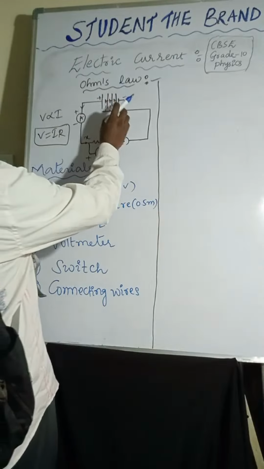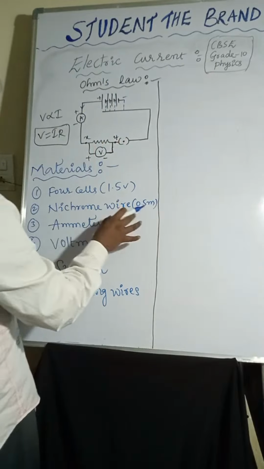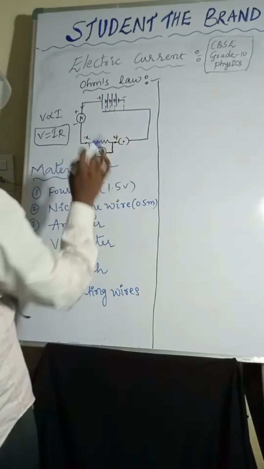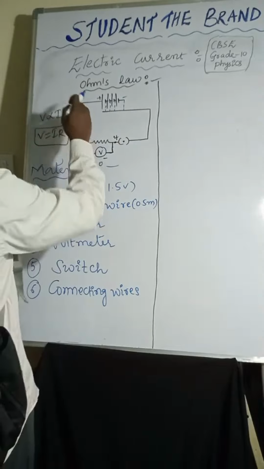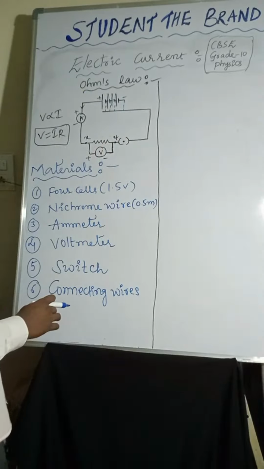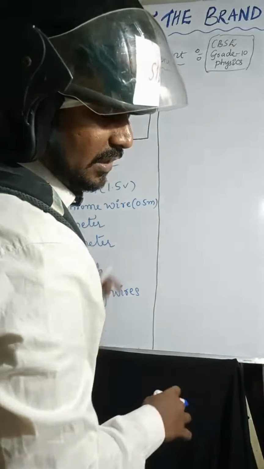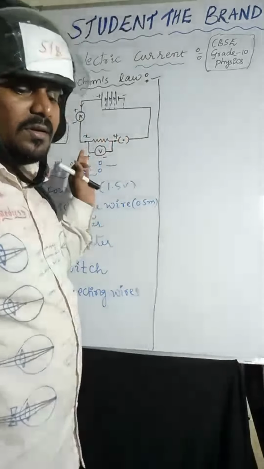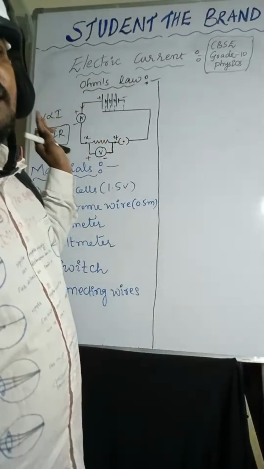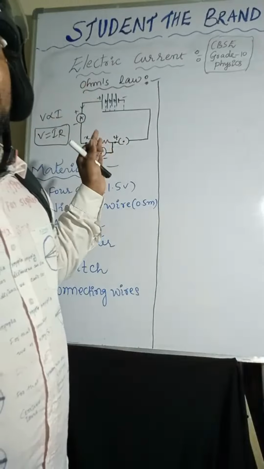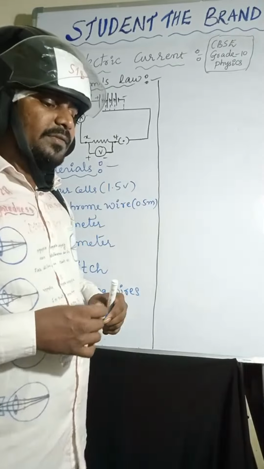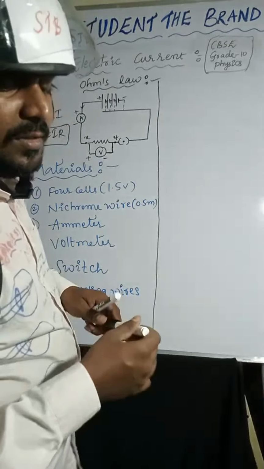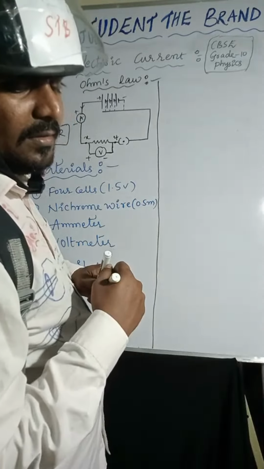Materials required: 4 cells, 1.5 volts each. Nichrome wire is an alloy of nickel, chromium, manganese, and iron metals. Ammeter, voltmeter, switch, and connecting wires. So these are the materials required.